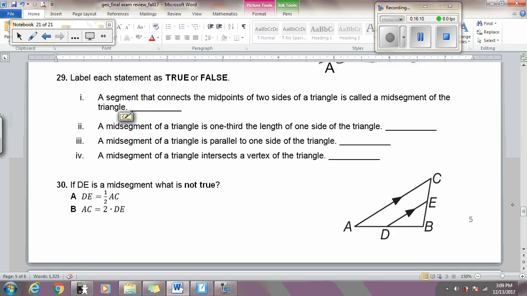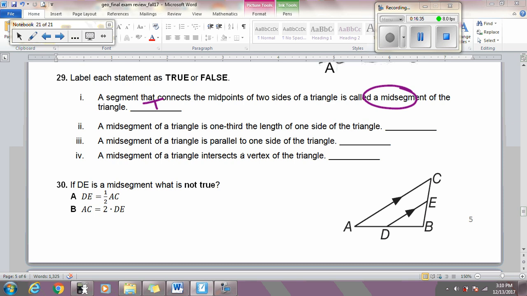Number 29. Label each statement as true or false. A segment that connects the midpoints of two sides of a triangle is called the midsegment. That is true. Again, we just talked about that. So you need to be familiar with that definition of a midsegment again and what the midsegment does. So it connects the midpoints of two sides.